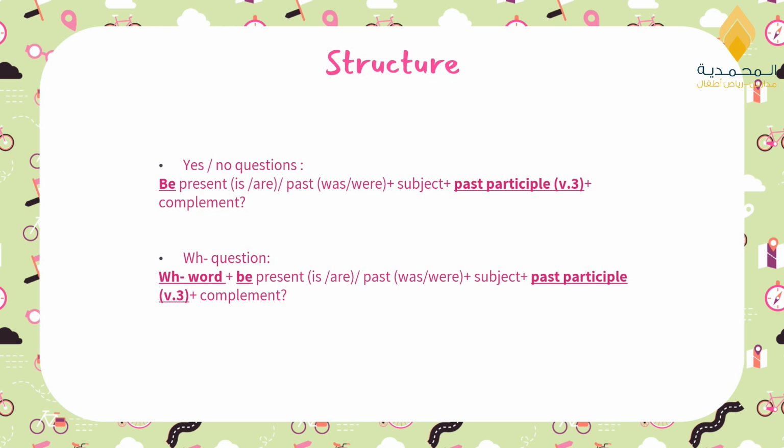For the WH question, add a WH word followed by verb to be. It is or are in the present, was or were for the past, followed by the subject, the past participle of the verb, plus the complement. So this is the structure of the passive questions for yes or no questions or WH questions.